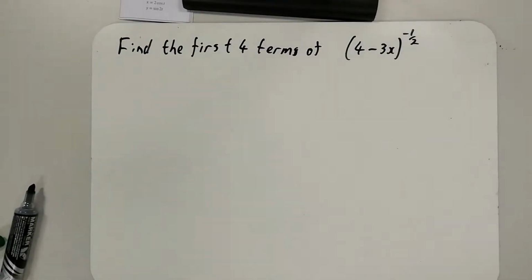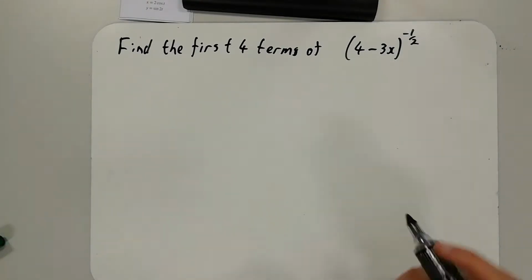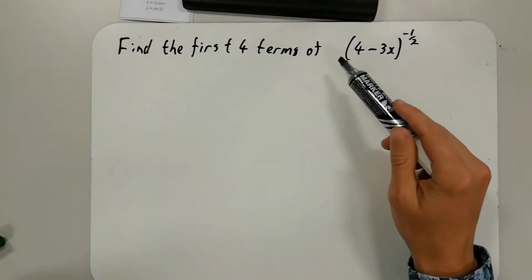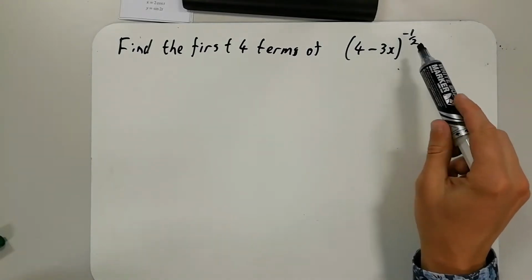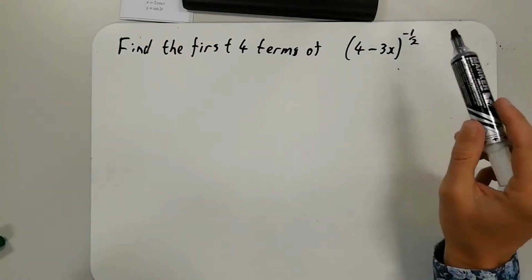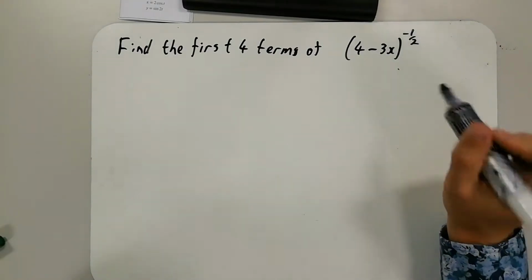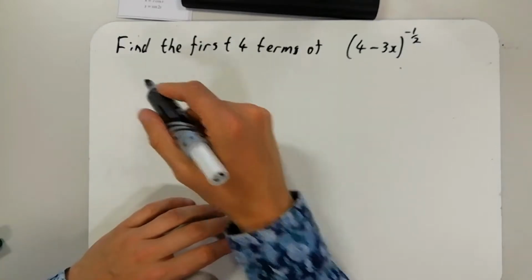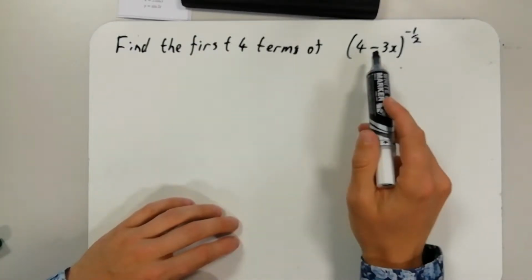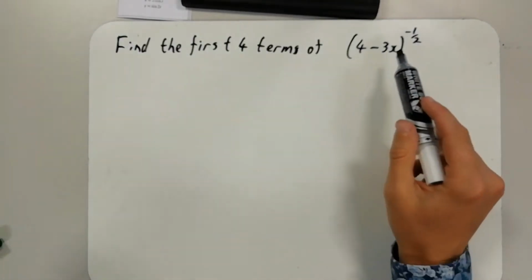Let's look at how the binomial expansion can be extended to A2 maths. So as you can see here, we want to find the first four terms of this expansion. However, we don't have an integer power like we had in AS. So what we're going to do is treat it using exactly the same strategy as we did before. However, we're going to start off by simplifying this a little bit.